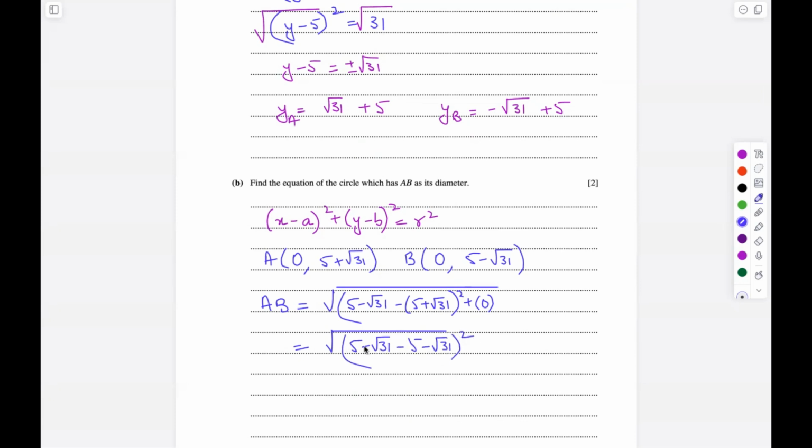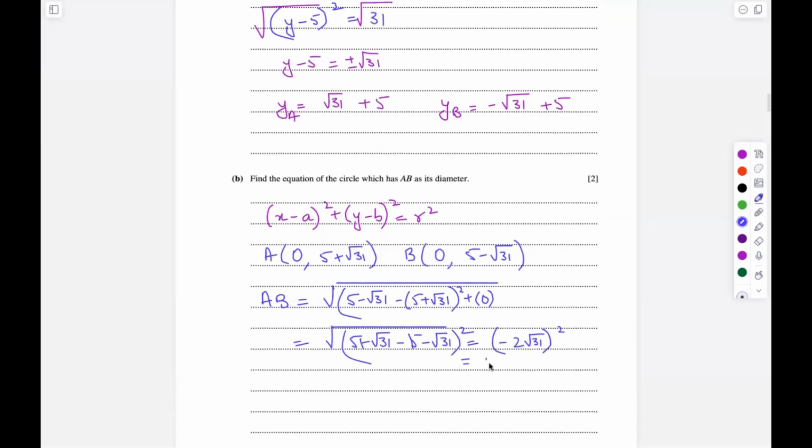5 minus 5 will cancel out. So we'll get minus root 31 minus root 31, that will become minus 2 root 31, and that will be whole squared. So 2 squared is 4, and 31, when we multiply the root by a whole square, that will become just 31.